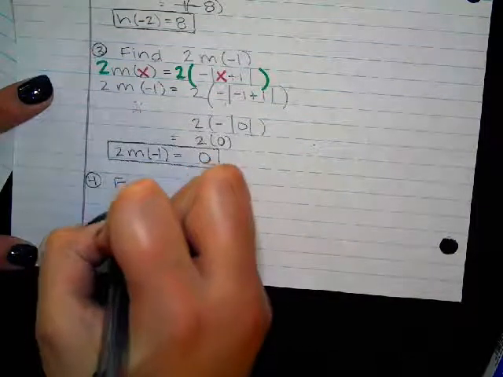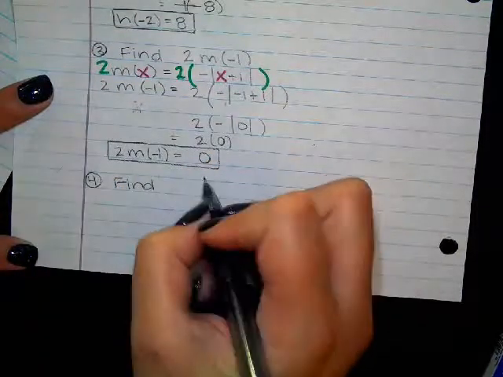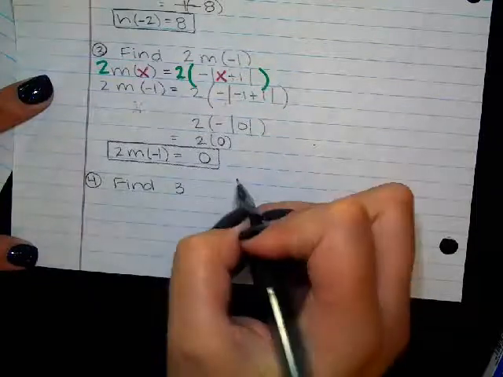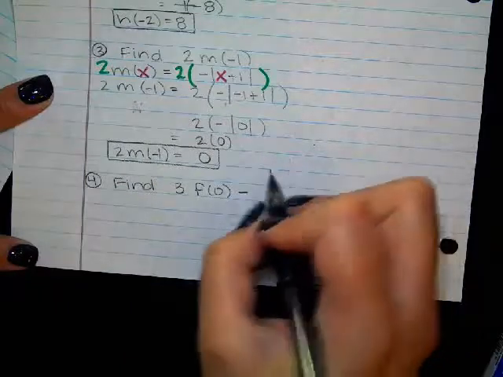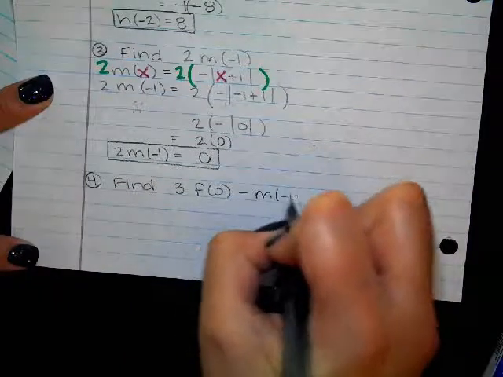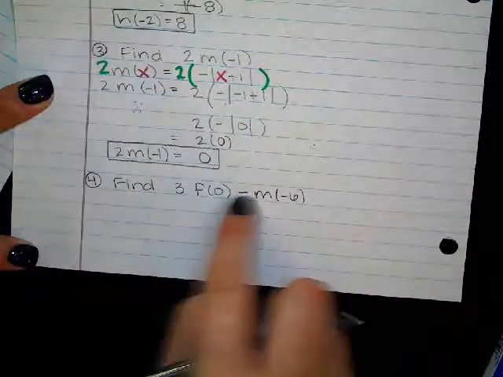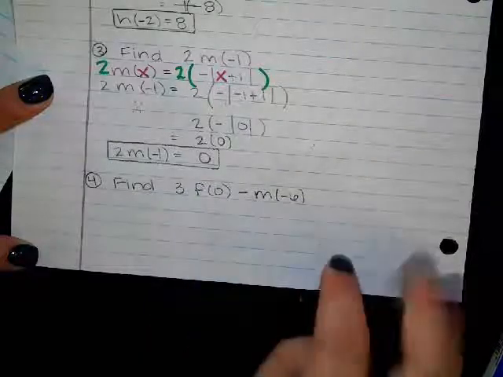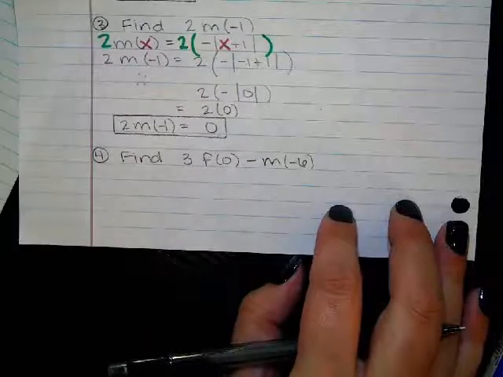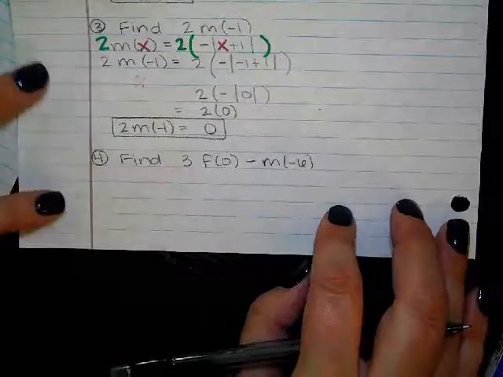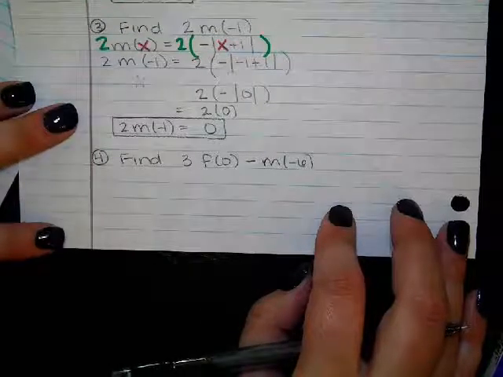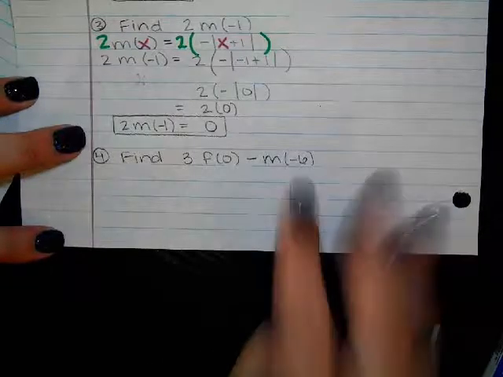We're going to find 3f of 0 minus m of negative 6. So you can see here we're going to be subtracting two different functions. We're going to do f minus m, but we are going to do more of the evaluating, more of the function operations in class when we do our class notes. So this is going to be our last example with the video, but we will continue on with this in class using those same 4 functions.